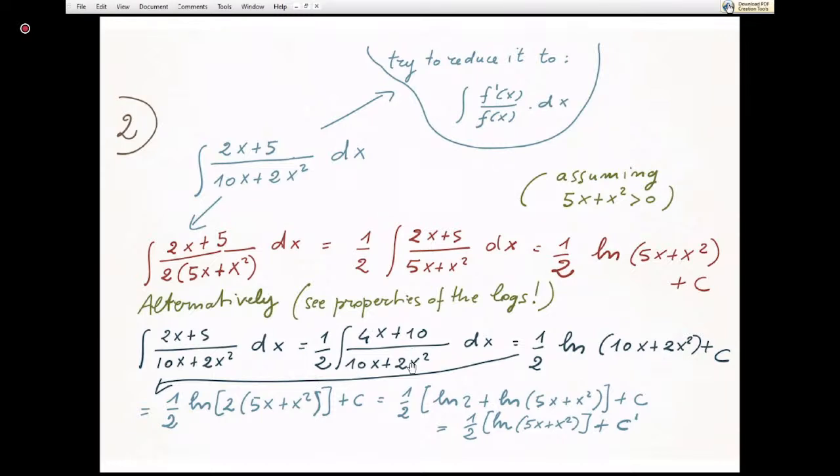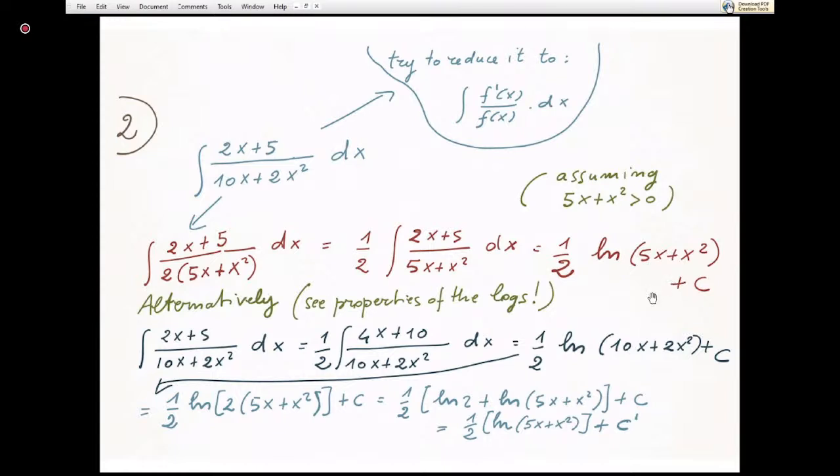Now we have a function in the denominator and its derivative in the numerator. This is the log of the denominator. So 1/2 times the log of 10x plus 2x squared plus c. Is this correct? This is correct. But this is not the same. How is it possible?